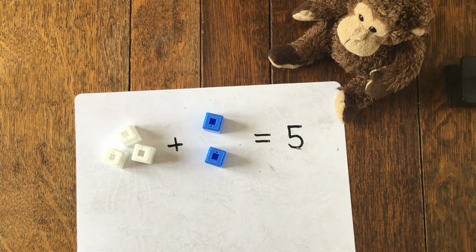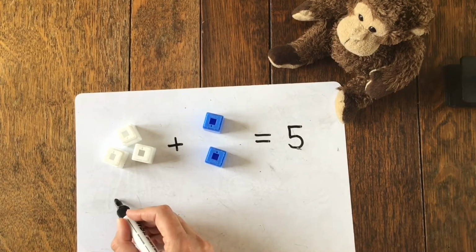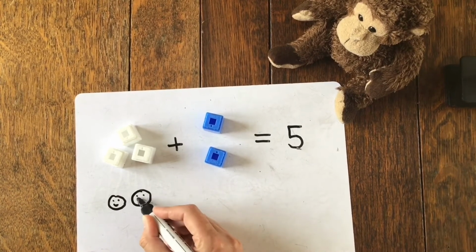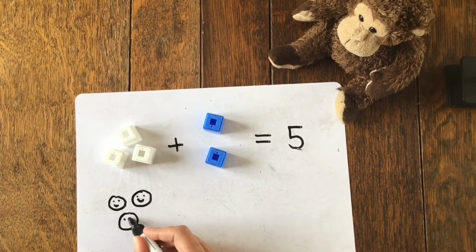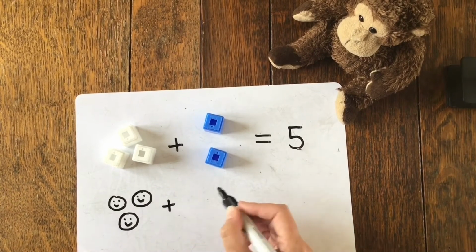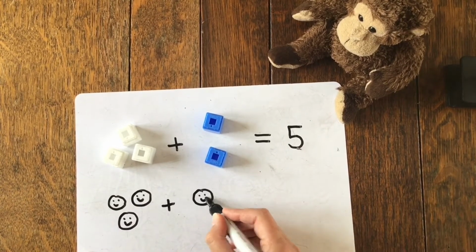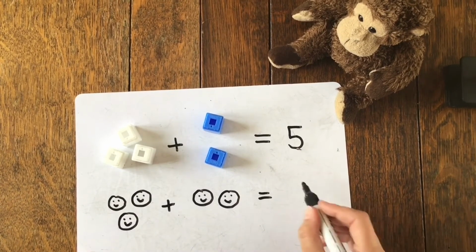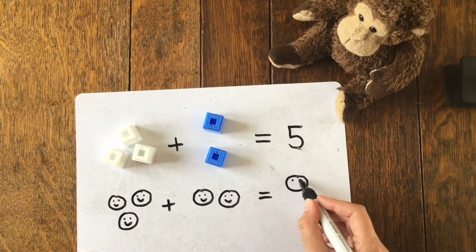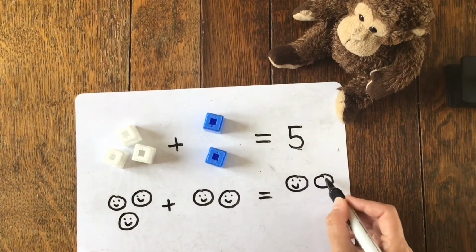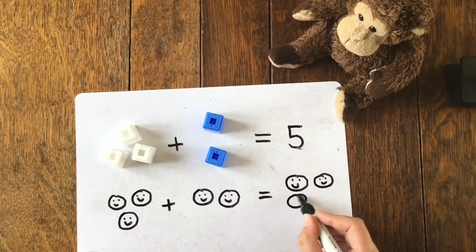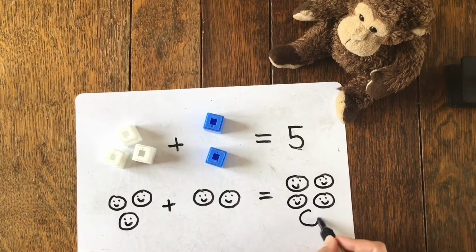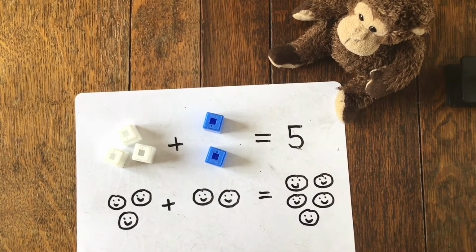Or you could draw pictures. You could do your smiley faces. So 1, 2, 3, add 2 smiley faces, equals, I could draw all 5 of the smiley faces or write the number 5. I'm going to choose to draw them. 3, 4, 5.